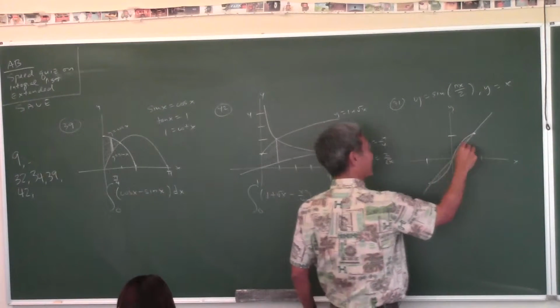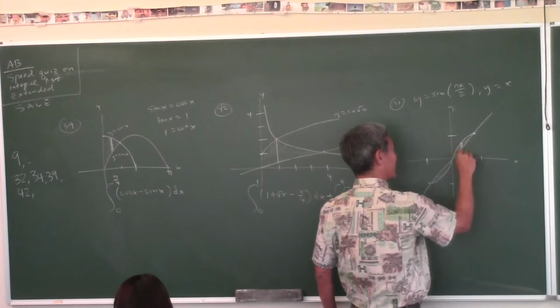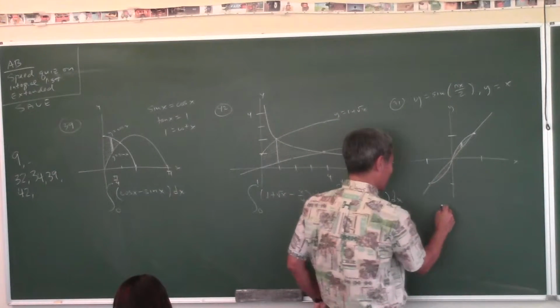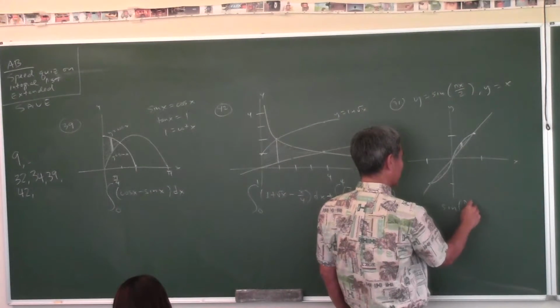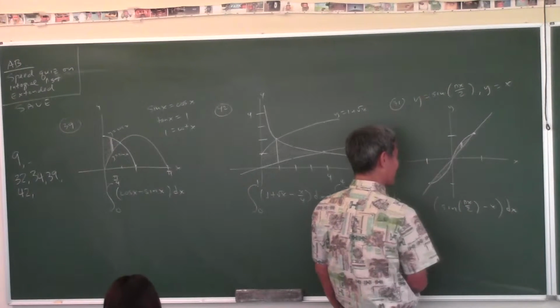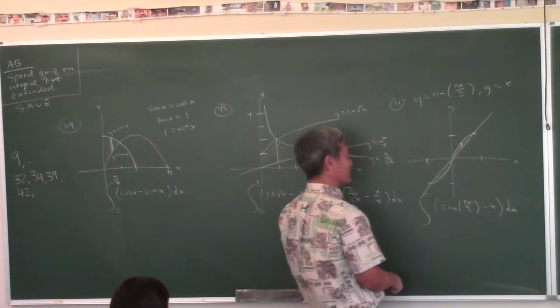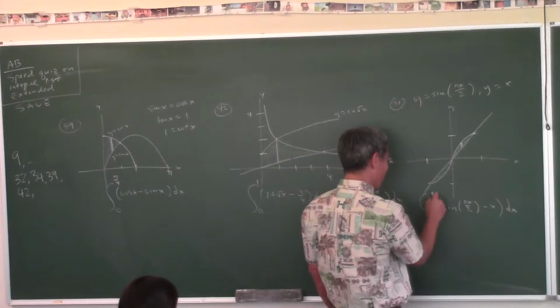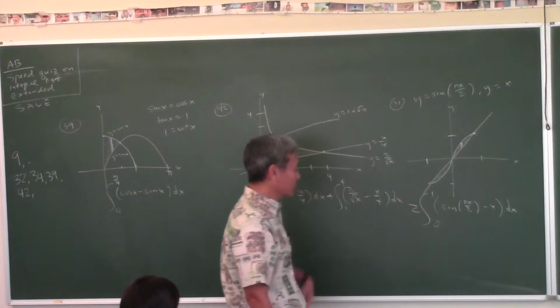Okay, so how do I find the area of this one? Make a vertical rectangle. What's the length of the rectangle? Top minus bottom. So sine of pi x over 2 minus x multiplied by the infinitesimal width. Add up all of those rectangles from 0 to 1, but there's 2 of them, so times it by 2, boom.